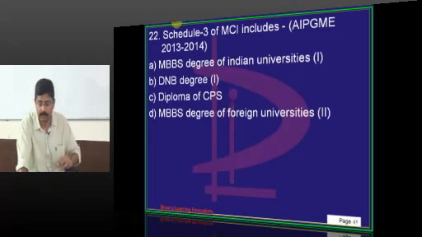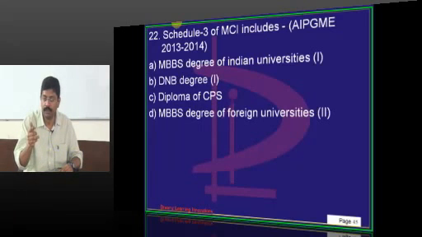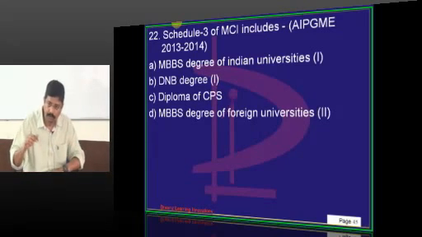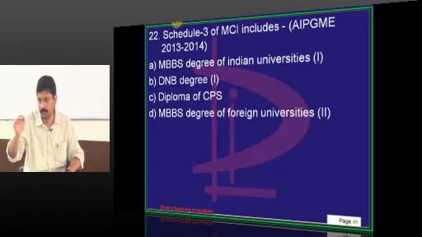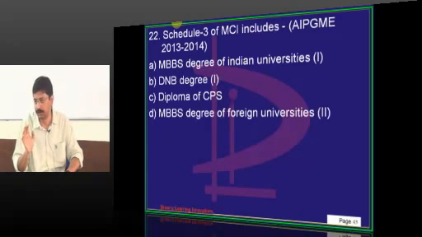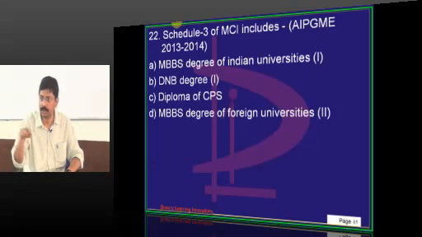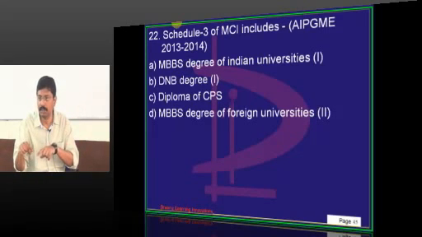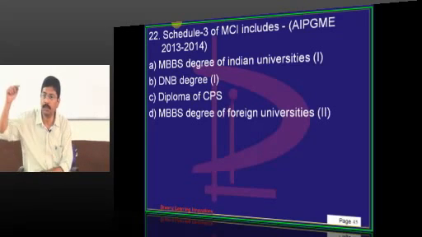Schedule 3 of MCI includes... there are 3 schedules in MCI: 1, 2, 3. Schedule 1 is all the degrees given by universities recognized by MCI. Schedule 2 is the degrees given outside India. Schedule 3 has 2 parts, 3A and 3B. The first part includes the degrees which are not included in schedule 1. The second part includes the degrees which are not included in schedule 2.